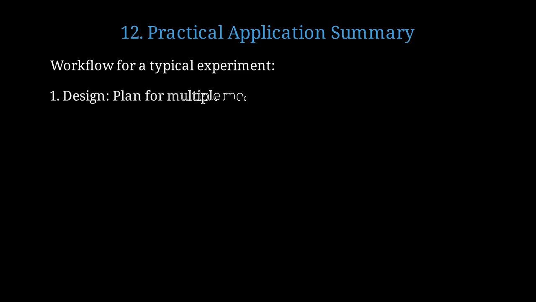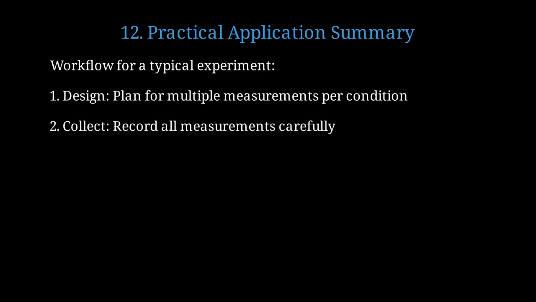Let's summarize with a complete practical workflow. Here's a complete workflow for handling errors in a typical experiment. Step 1 in design. Plan to take multiple measurements for each experimental condition. Step 2. Collect and record all measurements carefully and systematically. Step 3. Calculate the mean and standard error for each set of measurements.